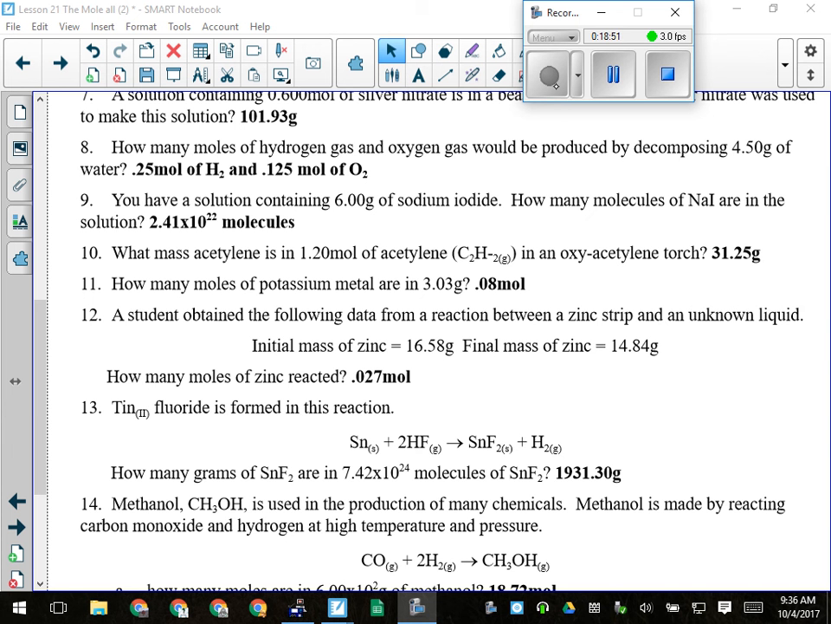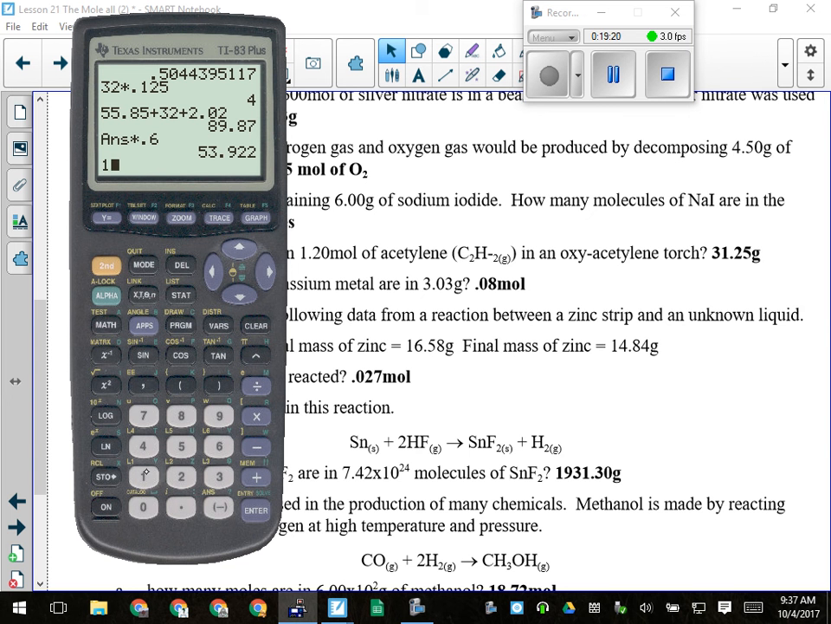All right, number 12, similar thing. Lots of extraneous information that we don't really need. How many moles of zinc reacted? So here's what we have to do. Here's my final mass of zinc. Here's my initial mass of zinc. Whatever the difference is, that's how much of it reacted, because the 14.84 was how much I had left over. Everybody follow there? So if I go 16.58 minus 14.84, I'll know the mass of zinc that was used up in the reaction. That's my first step. So 16.58 minus 14.84. I used up 1.74 grams of zinc in this reaction. That's my mass for this question, 1.74 grams.